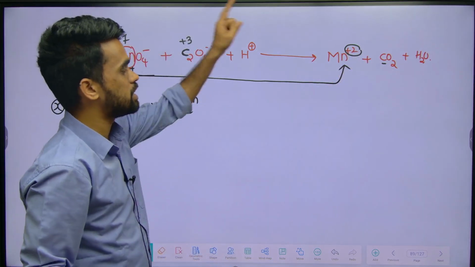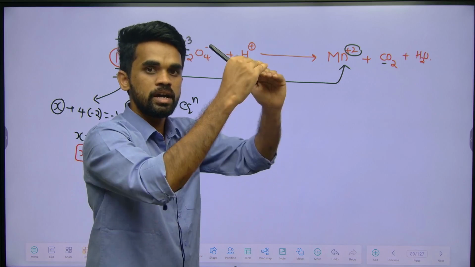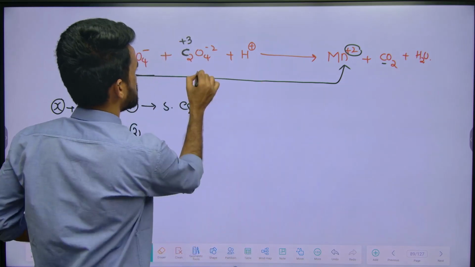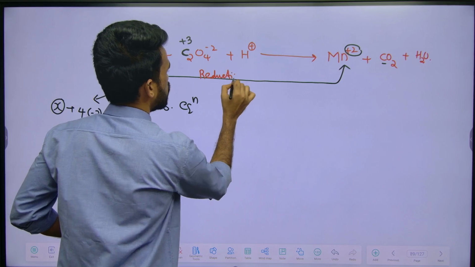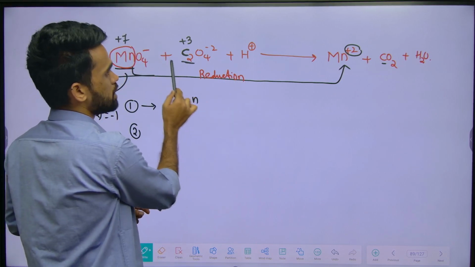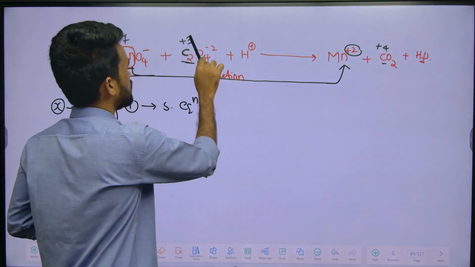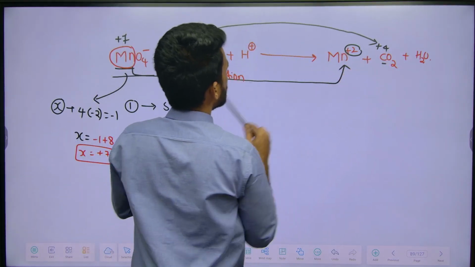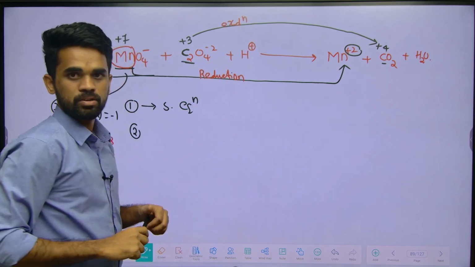Plus 7 converted into plus 2, so the number decreased, reduced. There is a reduction in number, so you can say this process is reduction. What is that process? Reduction. In the same way, if you observe carbon here, it is plus 3 converted into plus 4. So what is this process? Plus 3 converted into plus 4 means you can say it is oxidation. What is that? Oxidation.